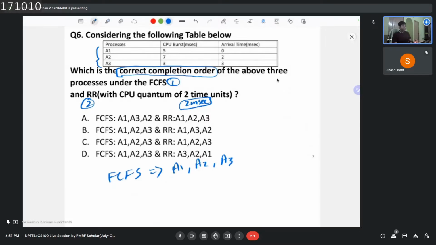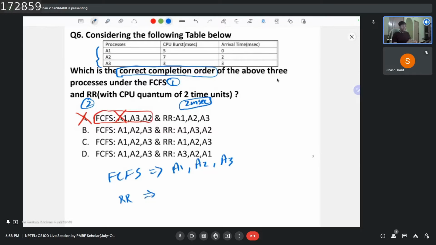So out of these four options, A, B, C, D, option A is definitely wrong, because A1, A3, A2 is the wrong order. A1 is followed by A2 and then A3. In this order only the processes get completed. So that's the completion order with respect to FCFS. So B, C or D is correct with respect to FCFS. And now we will see the round robin scheduling algorithm.